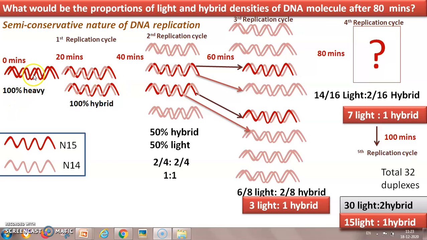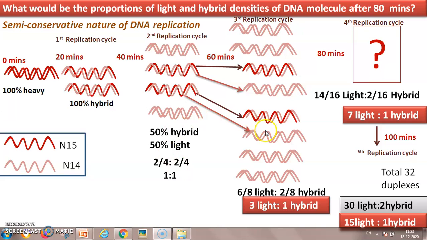So the ratio we have to see. Every generation you take a multiple. For example, here one duplex, so 1 into 2, 2 duplexes, 100% hybrid. 2 into 2, 4 duplexes. Out of 4, 2 are intermediate, definitely, because there were only 2 duplexes with heavy strand, and 2 are totally lighter. So 50% hybrid, 50% light. That means if you are asked the ratio, 2 out of 4 is hybrid, 2 out of 4 is light. So 1:1 is the ratio.